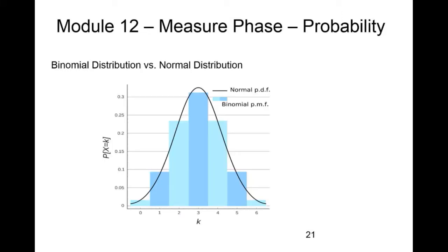And the binomial distribution versus normal distribution, it shows how that works. We have the normal curve over here, and you have your binomial distribution over here, using these two colors.